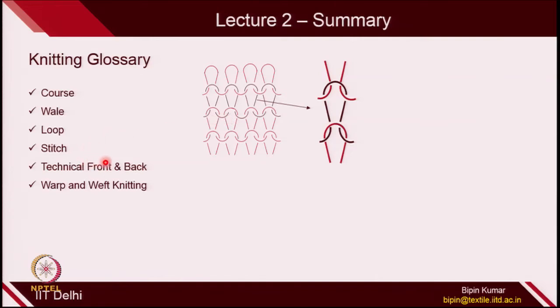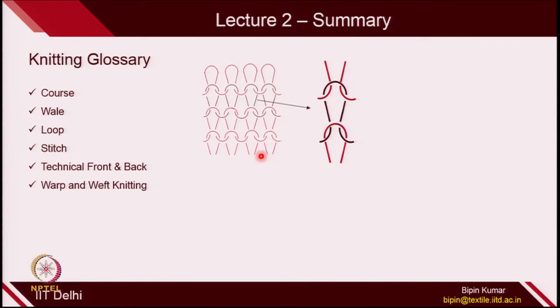We also defined technical front and back. Depending on how you look at the surface, we can see some part of a loop. For example, here you are able to see only the head and the sinker part, which is called technical back.